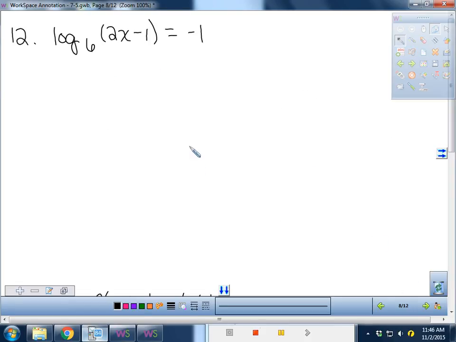All right, number 12. Okay? So I noticed that I just have one log. I have no exponent, so I could just go ahead and rewrite this in exponential form. So 6 to the negative 1 equals 2x minus 1. Got to do all of it. 6 to the negative 1, if you put that in your calculator, it's going to tell you that it's 1 over 6.